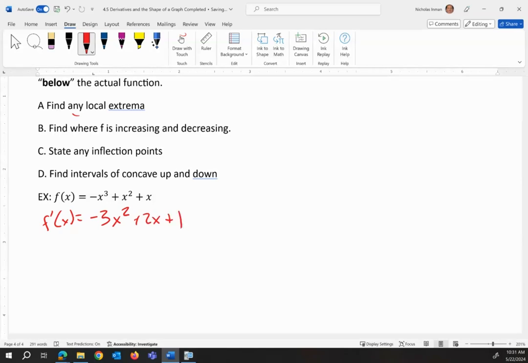Okay, we would set this equal to 0. Now to solve this, I think maybe we could factor. -3 times 1 is -3. I can do +3 minus 1 to give me +2. So I've got -3x squared plus 3x minus 1x plus 1. I factor by grouping.